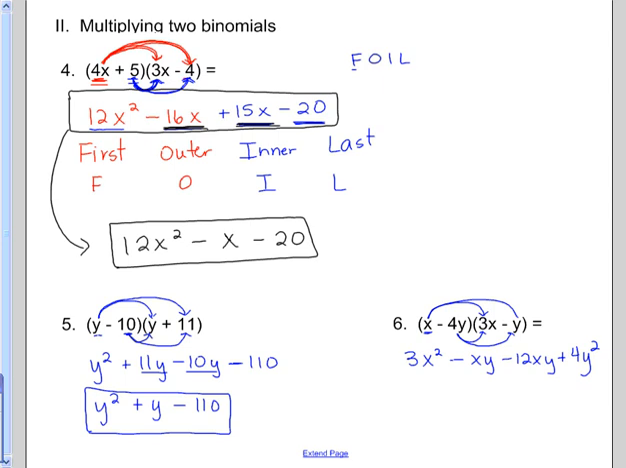Do I have like terms? Look at the terms in the middle. I have a 3x squared that I'm going to bring down. A negative xy and a negative 12xy would be negative 13xy, plus 4y squared. And this would be my answer.